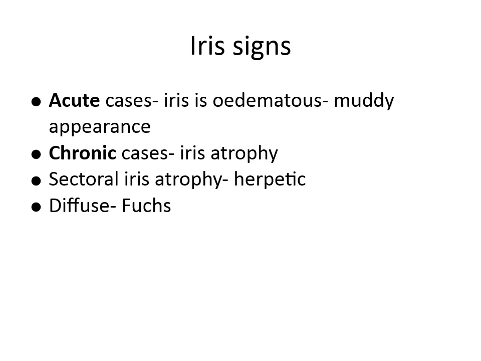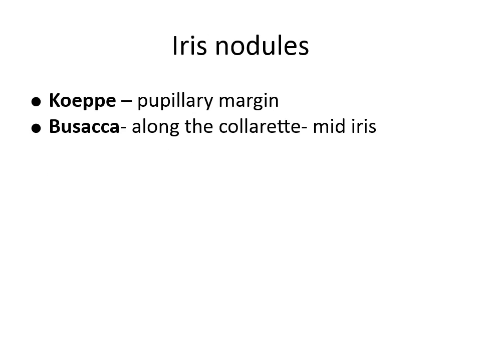So, iris signs. In acute cases, the iris is mainly edematous and has a spongy appearance. It gives you a characteristic muddy appearance. Whereas in chronic cases, because of repeated attacks, the iris becomes atrophied. So you get a sectoral iris atrophy, commonly seen in herpetic uveitis, or a diffuse iris atrophy, which is seen in Fuchs' heterochromic iridocyclitis.